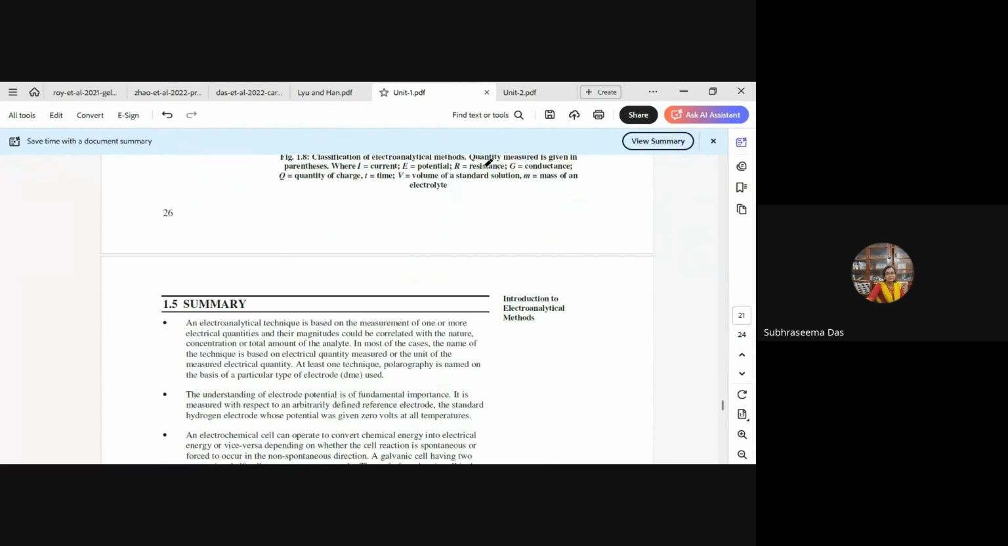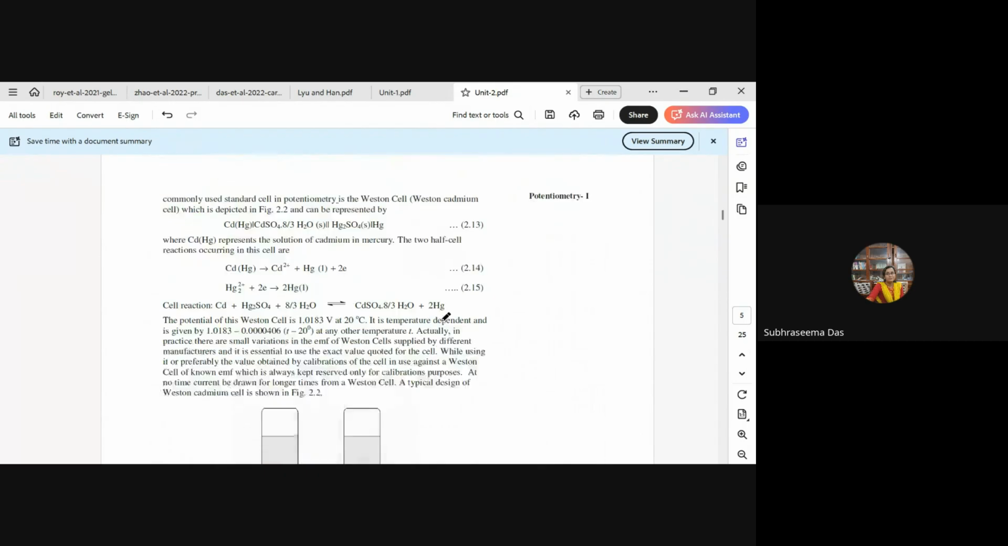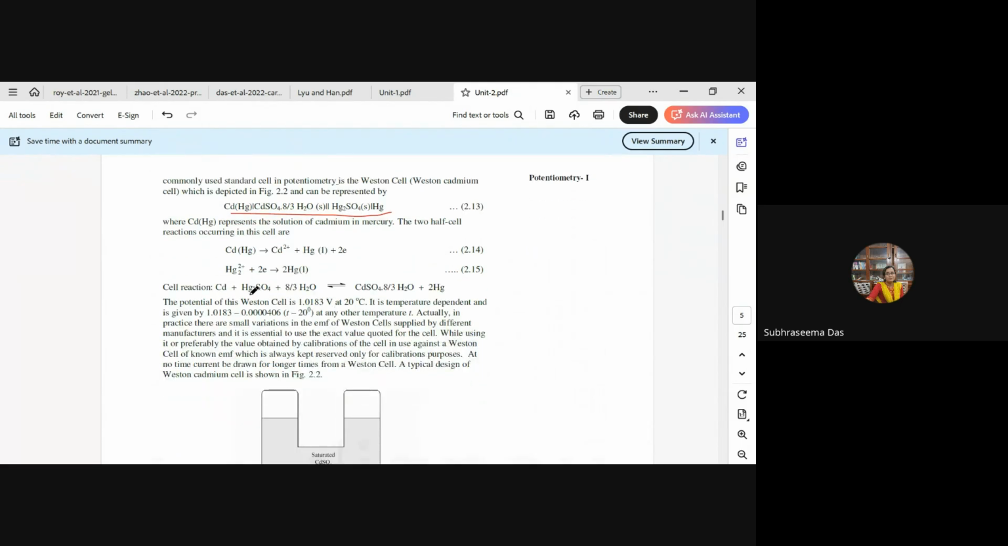This Weston cell is depicted in figure 2.2 and is represented by equation 2.13, that is cadmium in cadmium sulfate 8/3 water, mercurous sulfate, mercury. The two half cell reactions that occur in this cell are cadmium going to cadmium 2 plus plus 2e, then mercurous 2 plus plus 2e forming mercury. The overall cell reaction is written here as such.